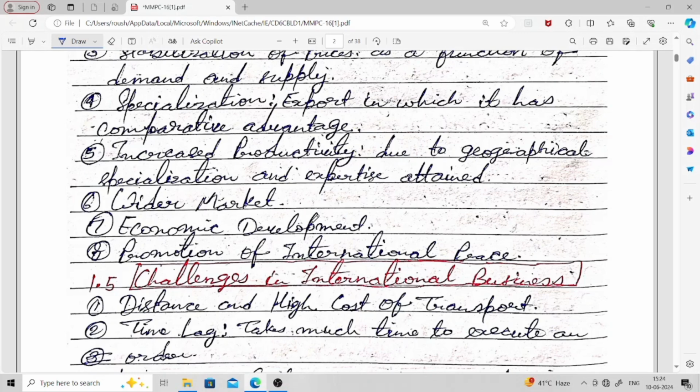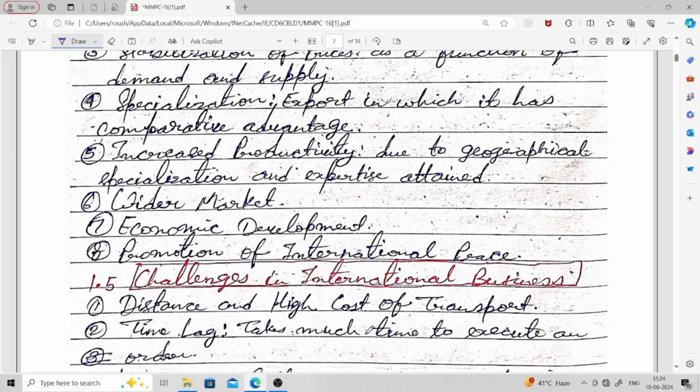So due to international trade, there is economic development also, because there will be more investment due to international business. It means some resources are going to be transferred from one part of the world to the other part of the world.